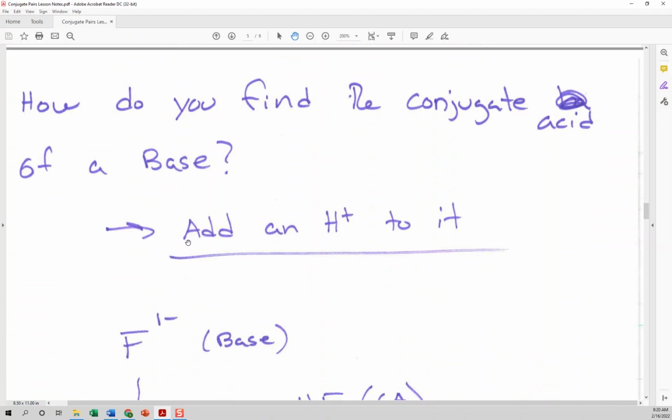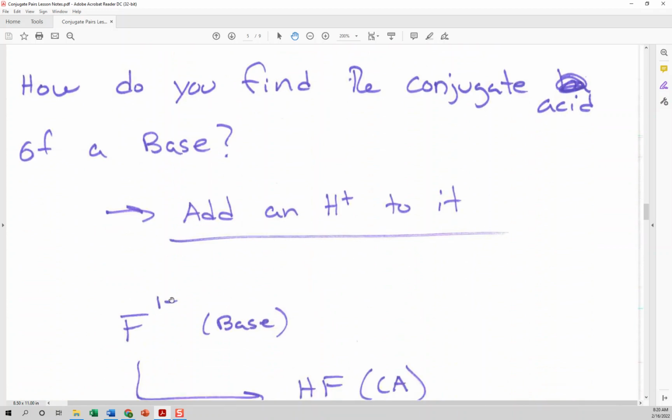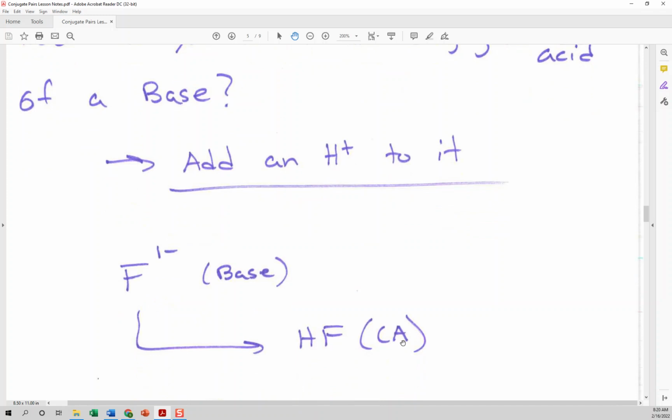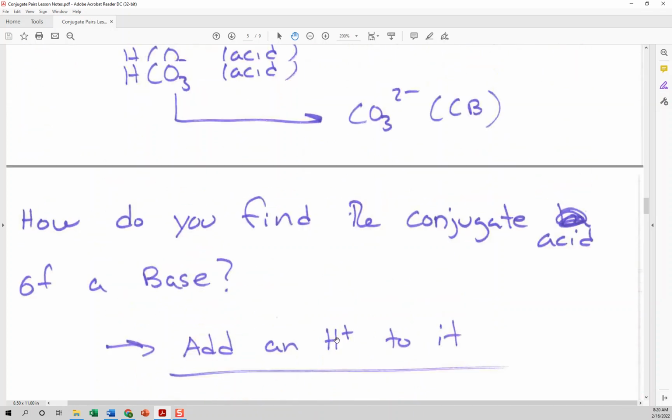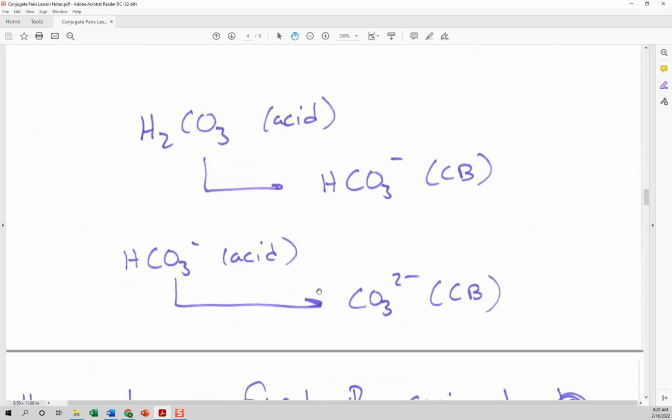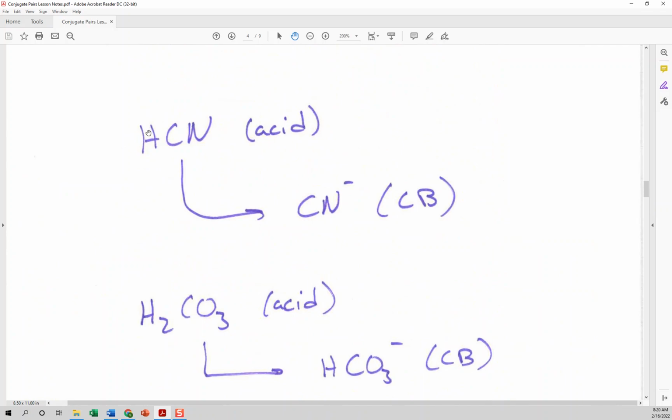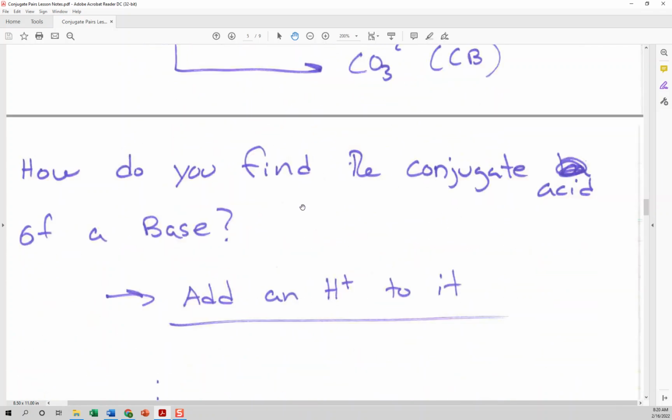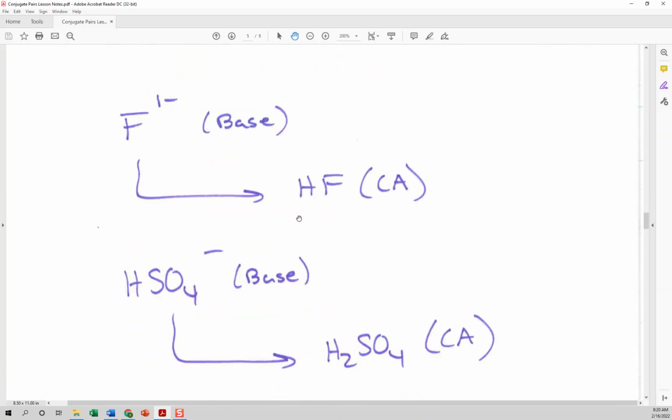It's pretty easy, right? F minus is a base, HF is its conjugate acid pair. I added an H plus. And notice the charge, guys, that means something. This is F minus and I add an H plus, so now it's neutral. If we go back up here, I took away an H plus, so now I go from 1 minus to 2 minus. I'm neutral here, I took away an H plus, and now I'm 1 minus. So understand how that works, all right?